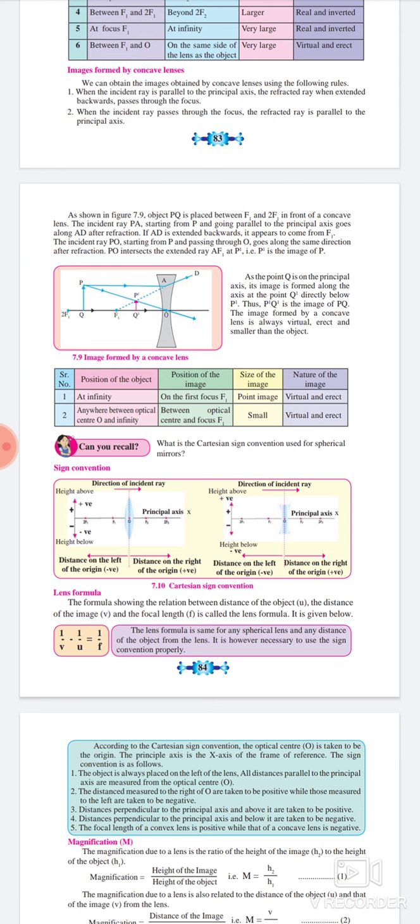So what we have seen: the incident ray PA, parallel to the principal axis, when it is reflected goes through AD. And if we extend backwards, it comes up to F1. Then the incident ray PO, if it starts from P and passes through O, goes along the same direction after refraction. So PO intersects the extended ray AD.